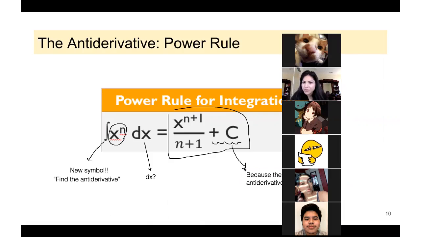I added in a little note there for that plus c. The reason there's a plus c in the rule is because there's more than just one antiderivative for a function. So if you're making annotations on your slide, do make sure you include that if you are curious about the plus c in the rule. Plus c basically represents plus constant. C could be any constant. It's kind of like a little placeholder.